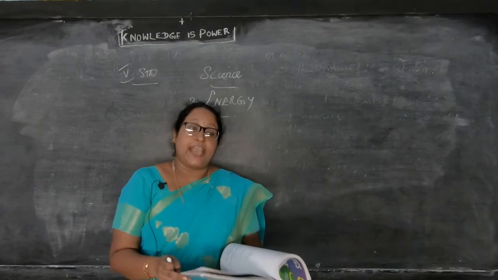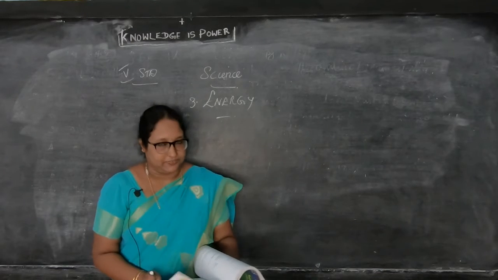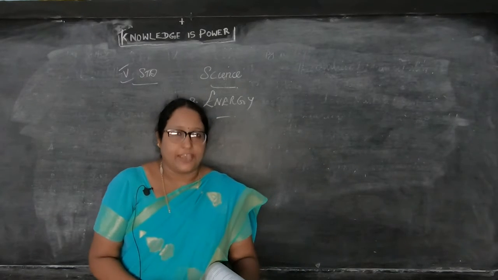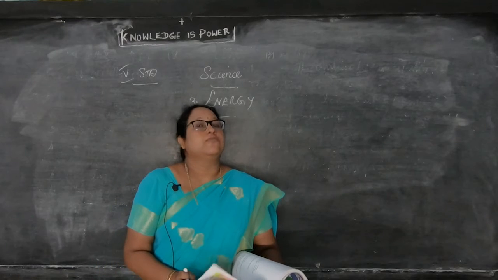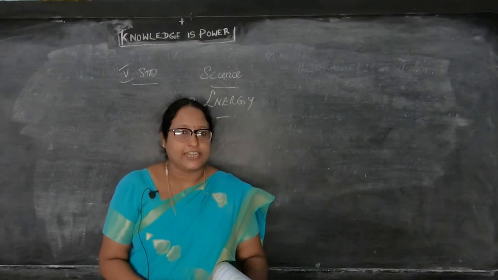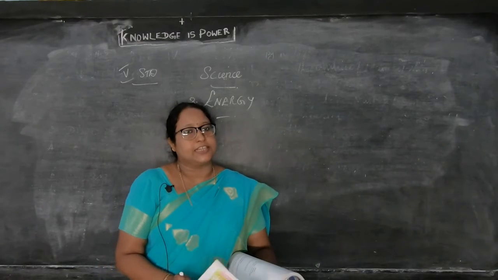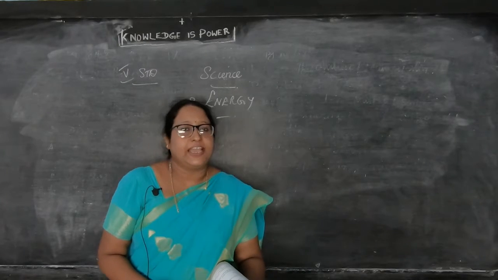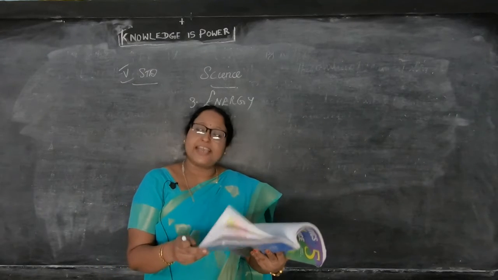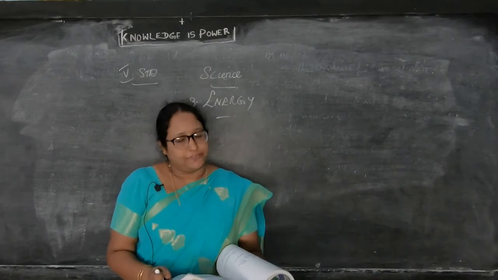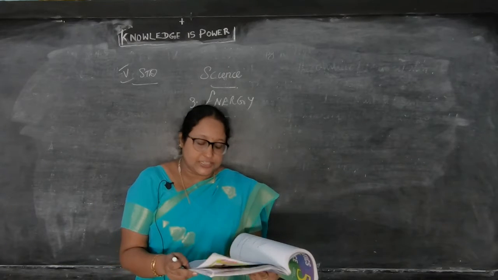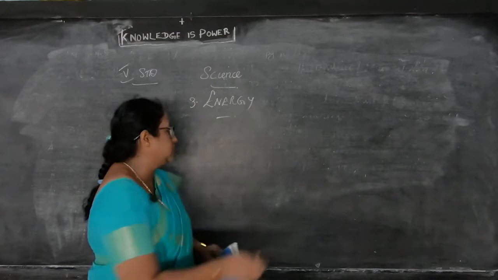We need energy to do our daily activities. If we want to have energy, what should we do? We should eat food. From the food only we get energy, and after getting the energy, we can do the daily activities. We get this energy from the food. In science, energy is defined as the capacity to do work.